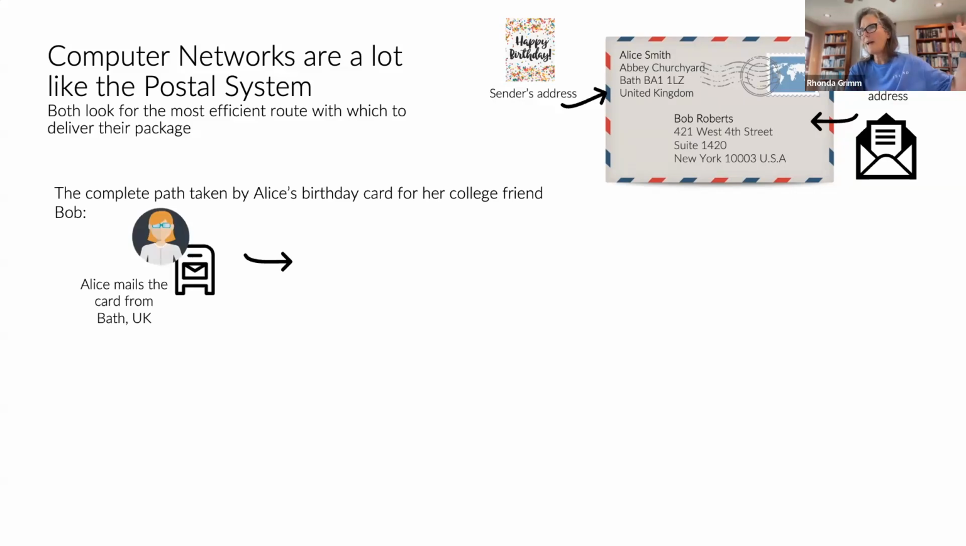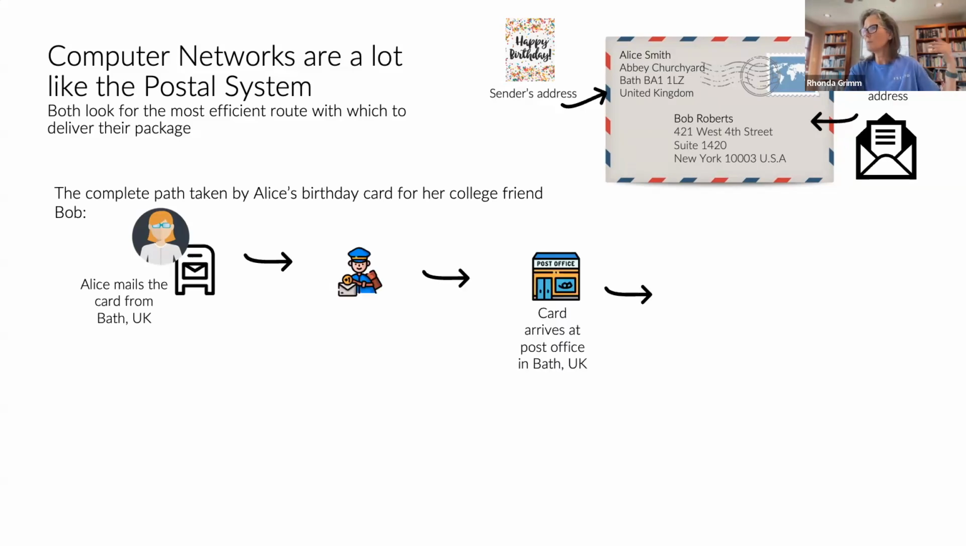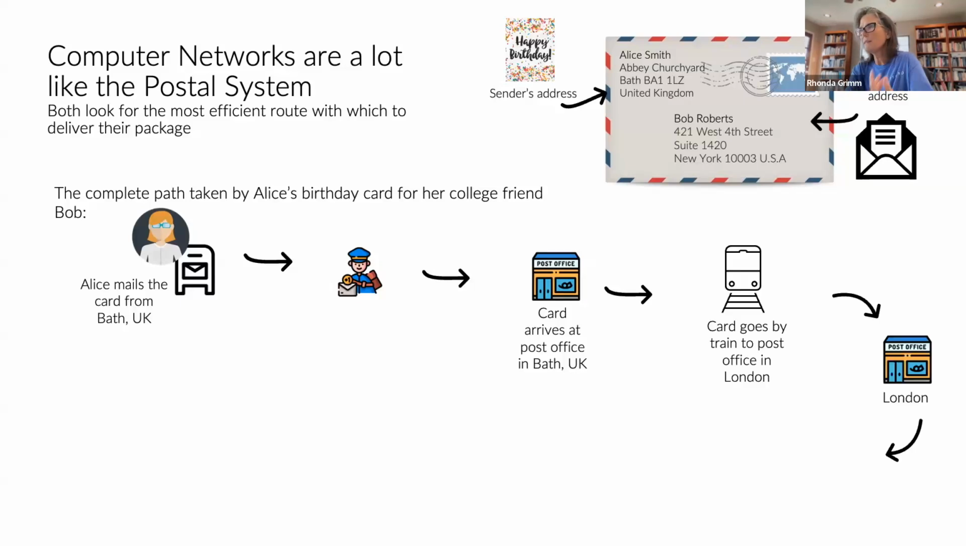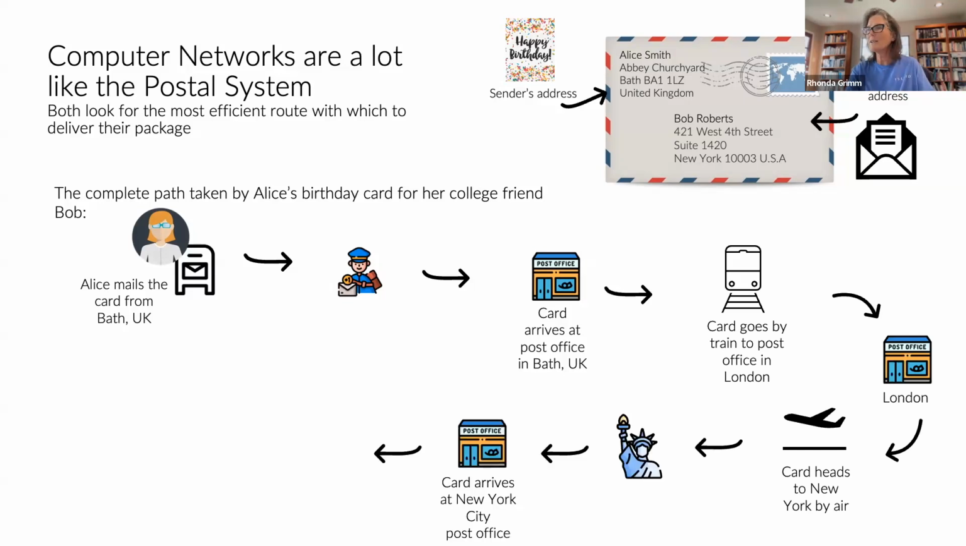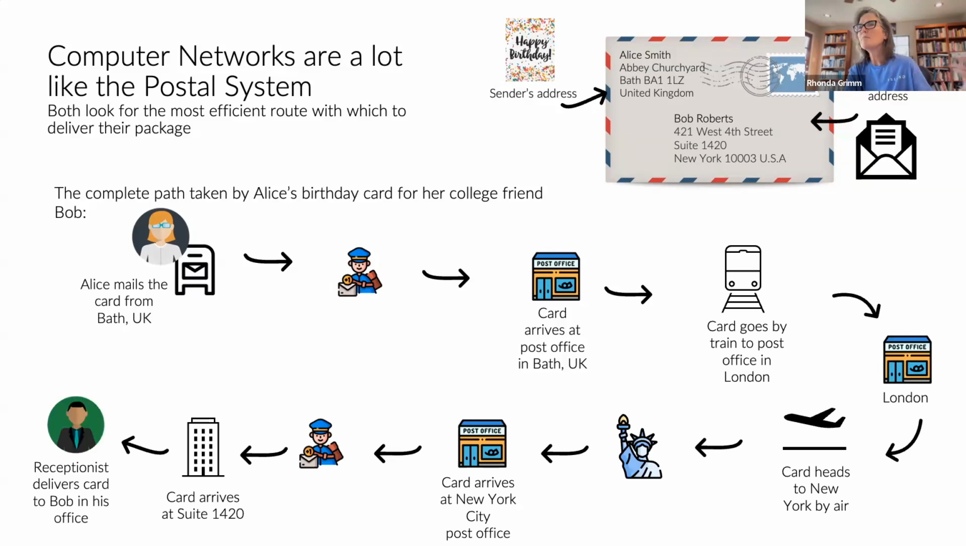So Alice writes out the card. She puts it in a mailbox in Bath, England. The post guy comes up. He takes it to the post office nearby. And then the card goes by train to London, and then on by air to New York. It arrives at the New York City post office. The mail carrier delivers the card to Bob's office building, and Bob gets the card. So that's how the whole process works.